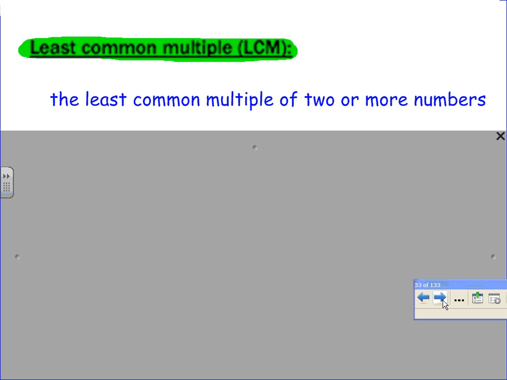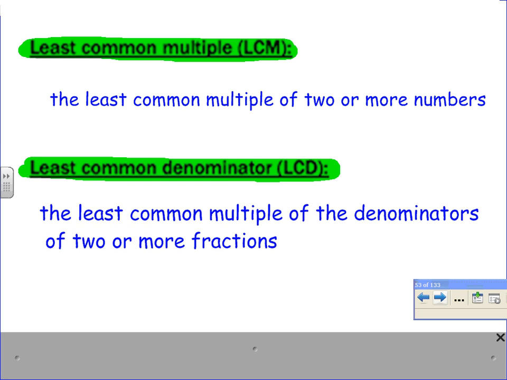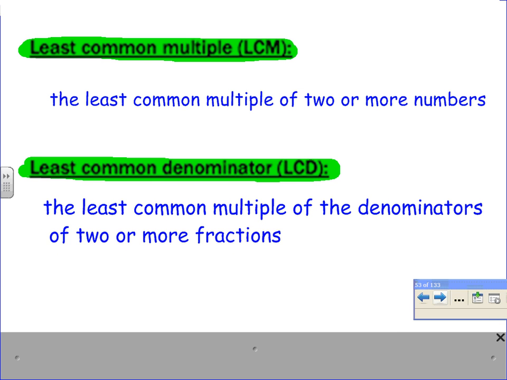Okay. Least common denominator. I'm sure you won't guess what this one is. The least common multiple of the denominators of 2 or more fractions. Common sense, I know. Least common denominator, the least common multiple of the denominators of 2 or more fractions.